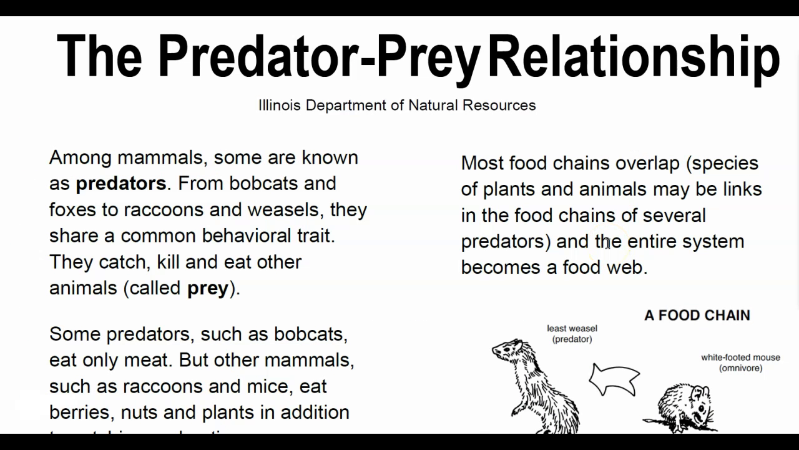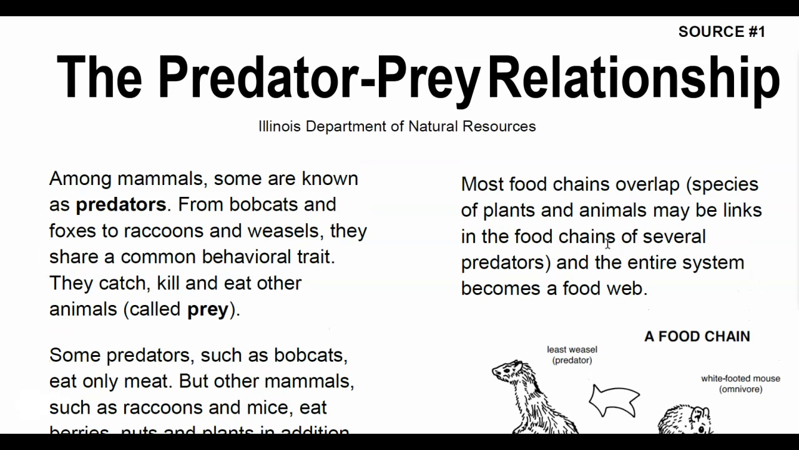All right, so let's read the source. This is source number one. Okay, it says a predator and prey relationship. Among mammals, some are known as predators. Well, I think that's important, isn't it?